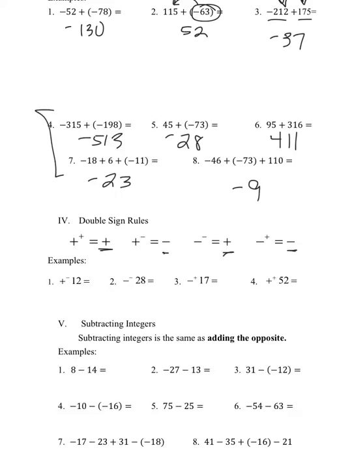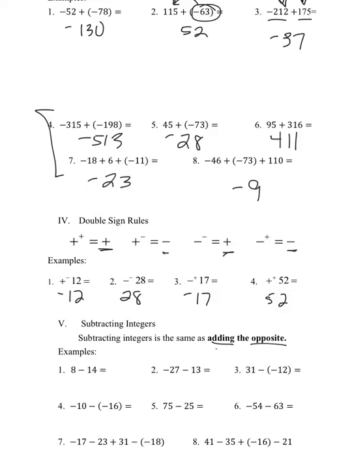So when you're adding a negative to the 12, you're going to have -12. When you have -28, you're going to treat it like a +28. When you have minus +17, you treat it like a -17. Positive 52, you're going to treat it like a 52. So here, subtracting integers is the same as adding the opposite. That's the key there.